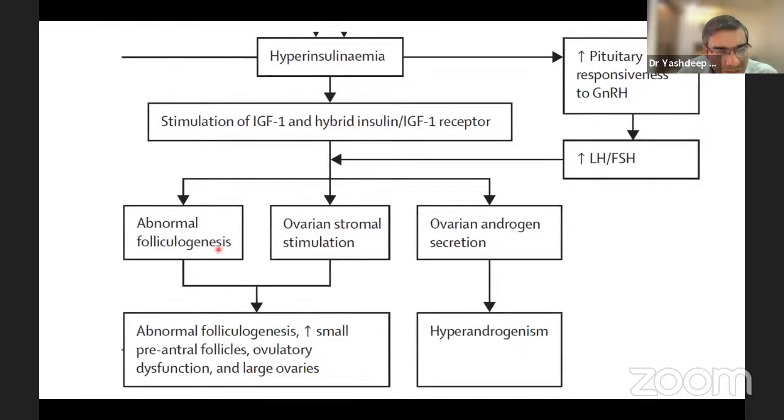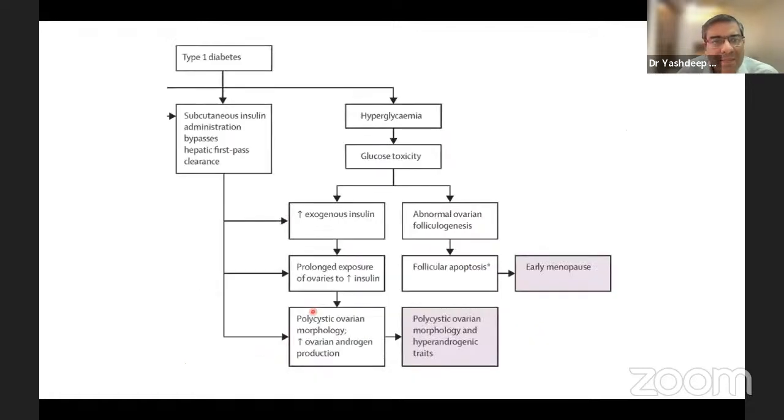It also results in proliferation of smaller follicles, which looks like polycystic ovaries, but prevents the recruitment of smaller follicles into a larger follicle, meant for ovulation, resulting in anovulation. So through multiple mechanisms, hyperinsulinemia can result in polycystic ovary syndrome and hyperandrogenemia.